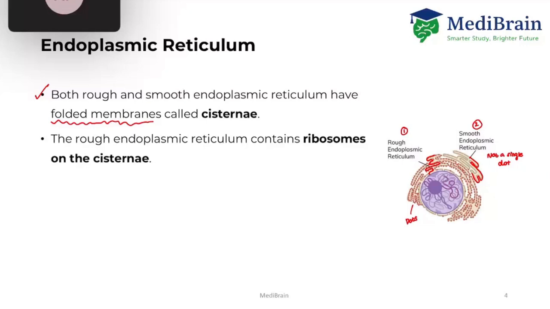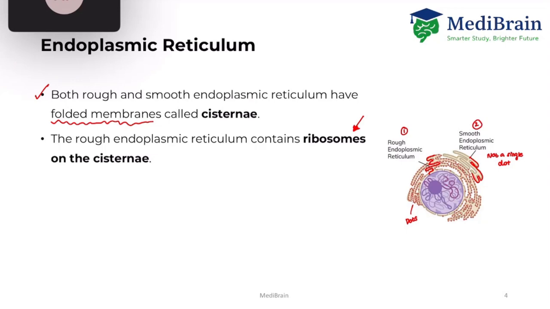Those dots are known as ribosomes. And we know what ribosomes are. Ribosomes are responsible for protein synthesis, and that's the differentiator between the rough endoplasmic reticulum and the smooth endoplasmic reticulum. The rough endoplasmic reticulum contains ribosomes on the cisternae. Remember, cisternae are just the folded membranes, as I've highlighted on the diagram.